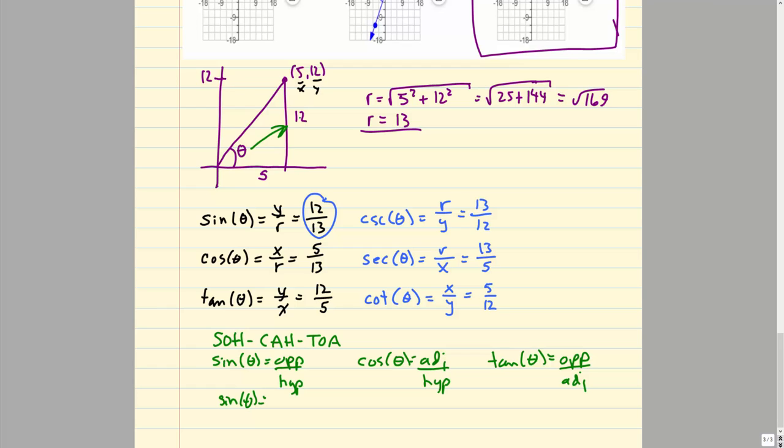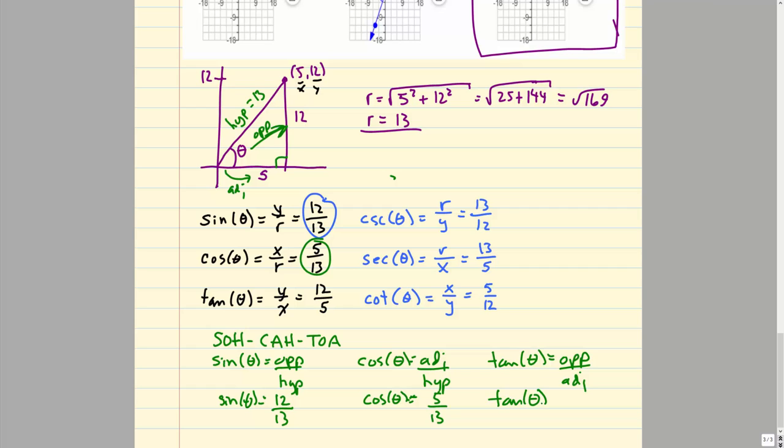So opposite to theta would be 12. So this would be 12 over the hypotenuse. Now remember, the hypotenuse is the side that is opposite the right angle, and in this case the hypotenuse was equal to our value of r, which is 13. So you can see we get sine of theta is 12 over 13, the exact same way that we do here. And for cosine of theta, that would be our leg that's adjacent. So here's opposite. Here's our leg that's adjacent. So this would be adjacent over hypotenuse, or 5 over 13. And you can see that that matches here. And then opposite over adjacent would be 12 over 5 for tangent.